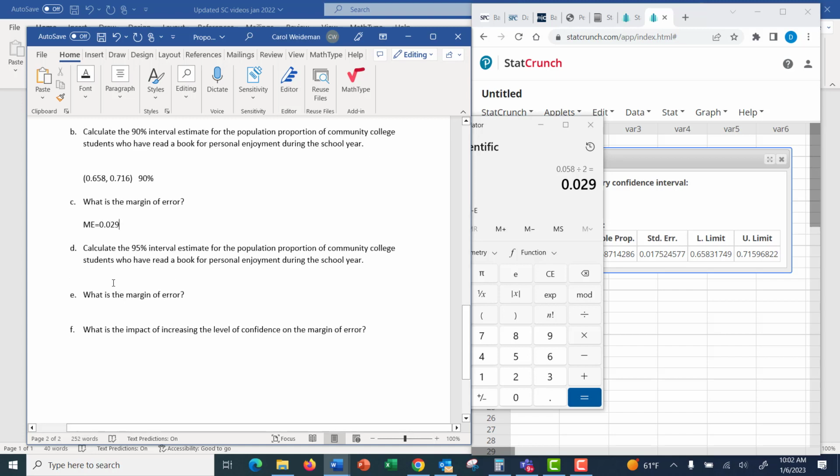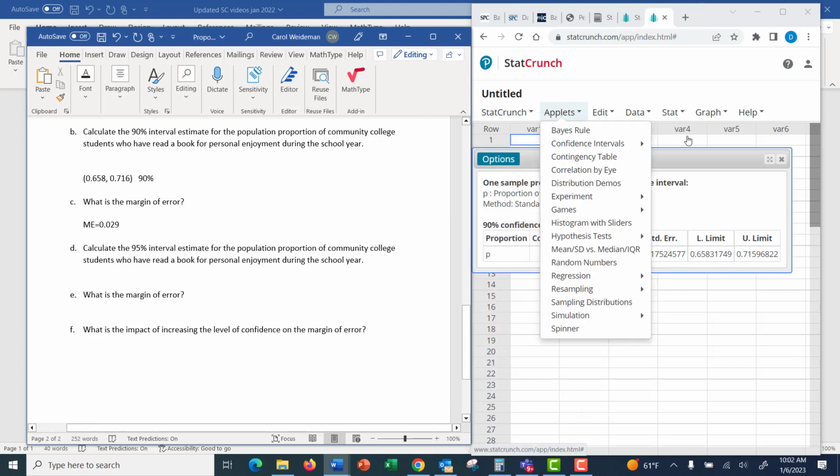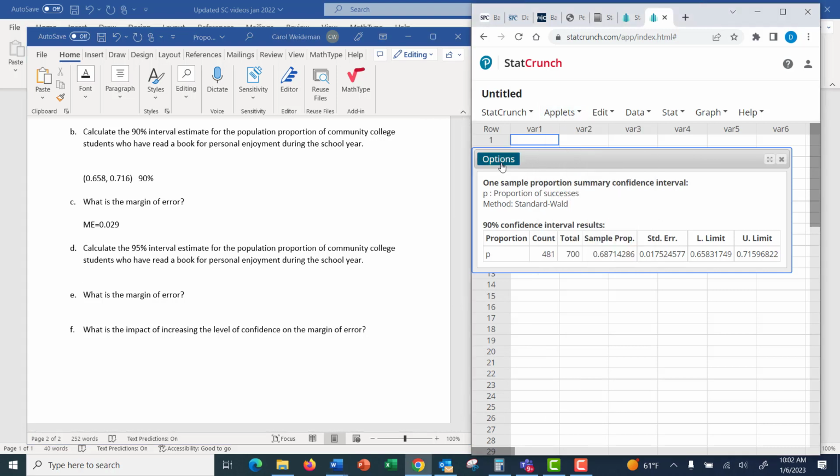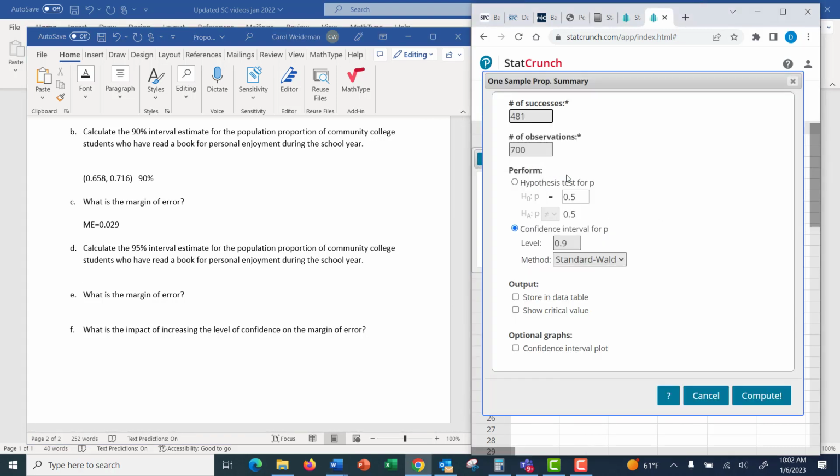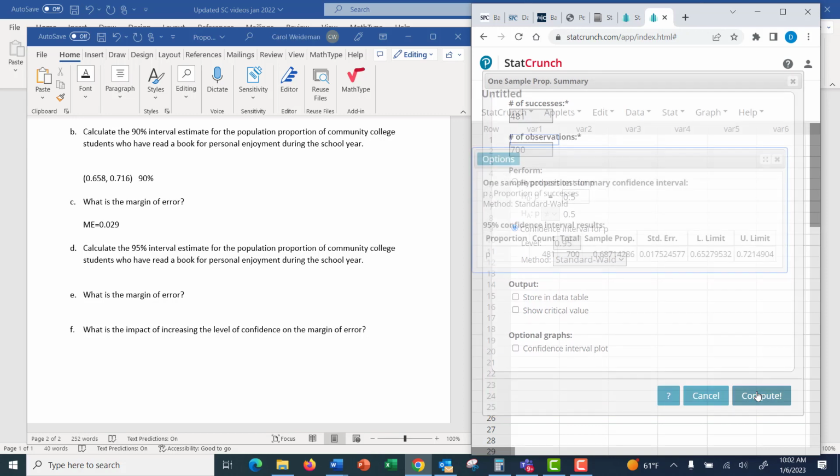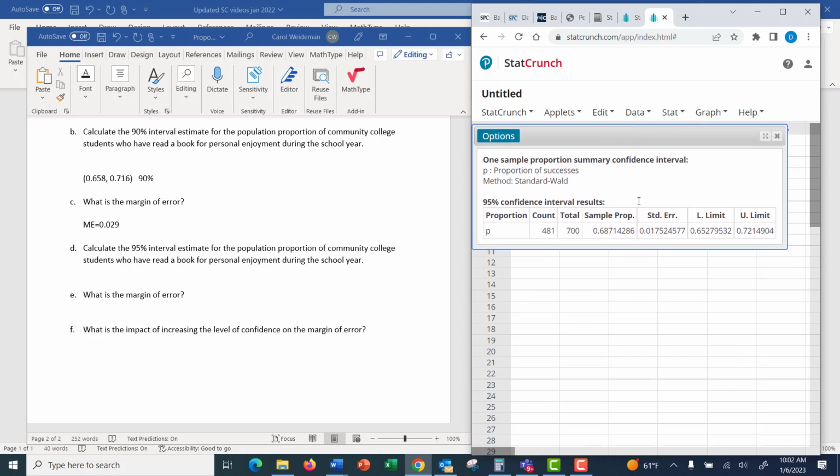All right, now we want to change it up a little bit, and we want to go from a 90% confidence interval, we want to switch over to a 95% confidence interval. So I'm going to go ahead and I'm going to edit again my one proportion summary window here, and I'm going to change this down here to 0.95. All right, so I've got the same output, same sample proportion because I have the same data, but I've changed the confidence level, confidence limits level rather.